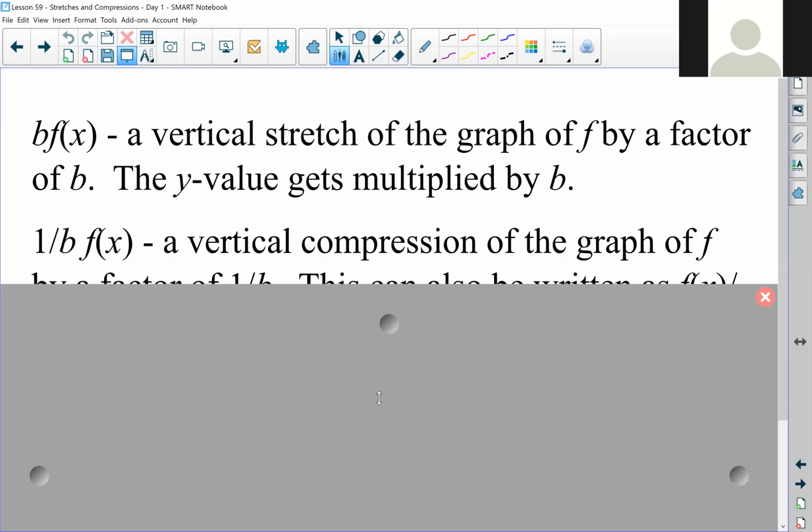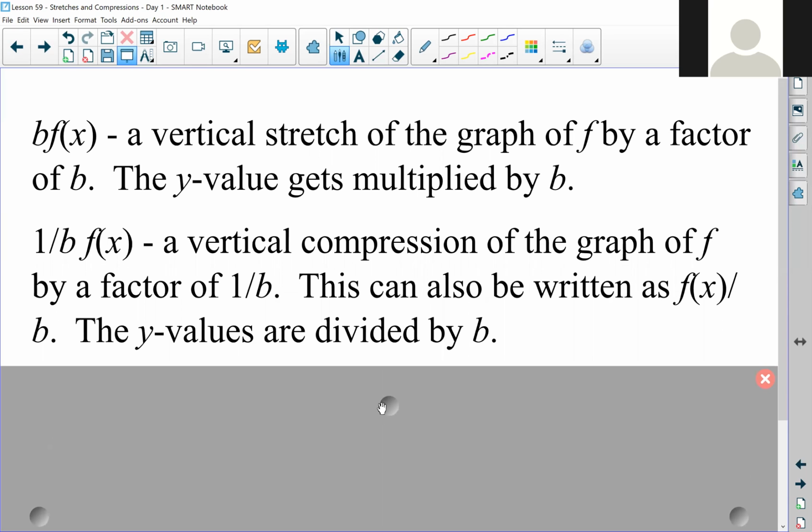If we multiply by a fraction, 1 over b, that's a compression. It flattens the graph out. Again, in this case, it's compressed by a factor of 1 over b. It could also be written as f of x divided by b. And in this case, the new y values are the old y values just divided by b.